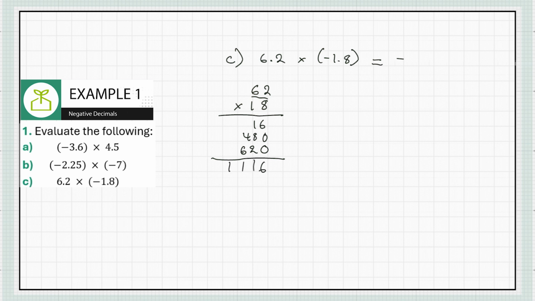Okay, and our answer at the end of that is going to be 1116. Right. And we have 1 decimal place here and 1 decimal place here, which means we need 2 decimal places in our answer, 1 and 2. There you go. So our answer is negative 11.16.